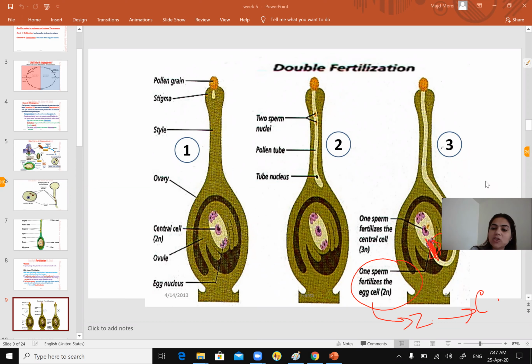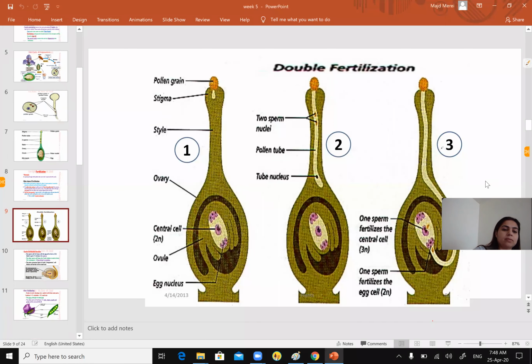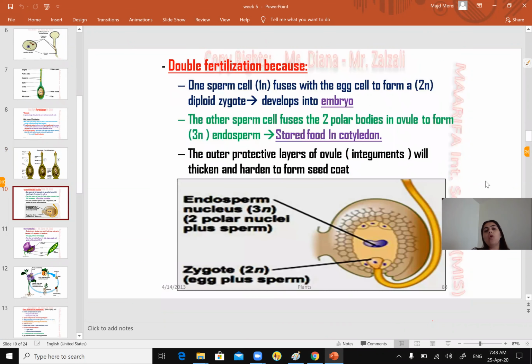The second fertilization, the two polar nuclei. Notice how they already fuse together, like joined together. So they are already 2N. With the sperm, they will form a triploid cell. This is what? The endosperm, the nutritious part, the placenta. So one sperm, 1N, fuses with the egg cell to form a 2N, a diploid zygote, which will develop into the embryo. So again, let's draw, I like to name it Mr. Seed.